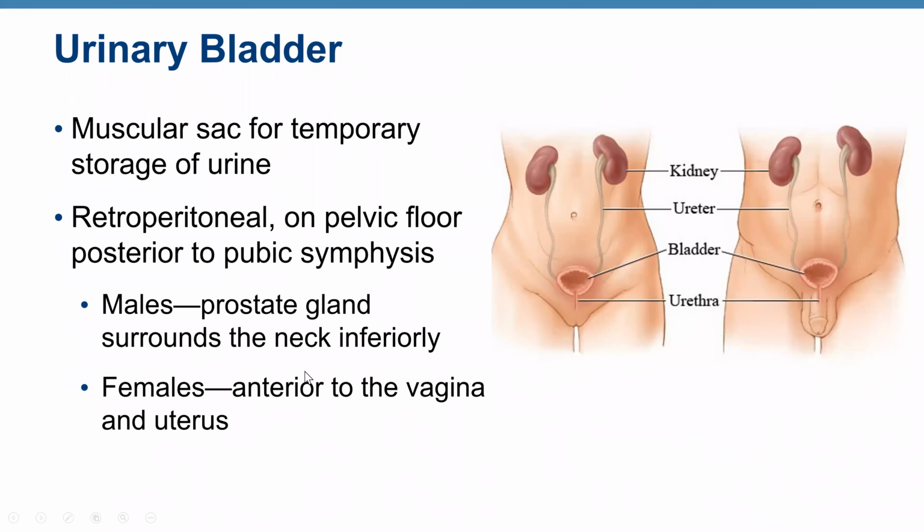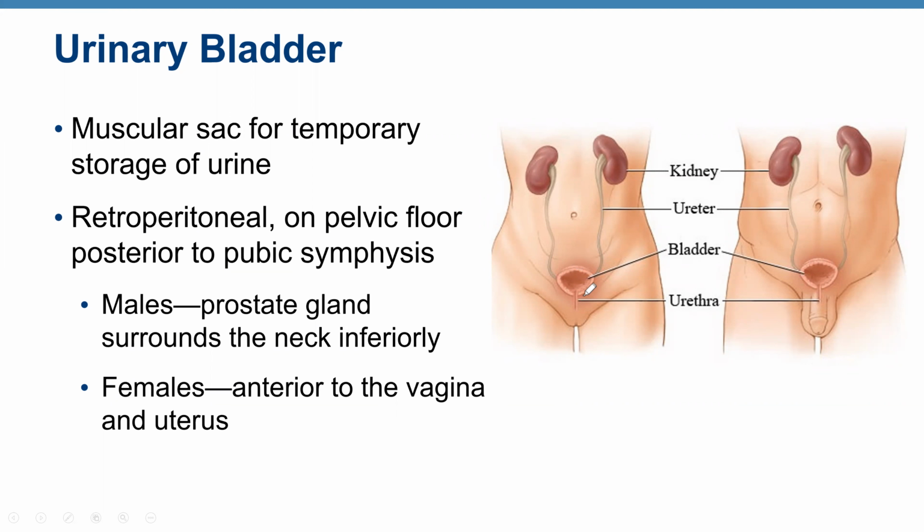The urinary bladder is a muscular sac for temporary storage of urine. It is also retroperitoneal, on the pelvic floor, posterior to the pubic symphysis. The pubic symphysis is cartilage, a joint between the two hip bones, and it's anterior in your body, right? Of course, it's behind your skin and muscles, but if you compare your pubic symphysis and urinary bladder, the bladder is posterior.